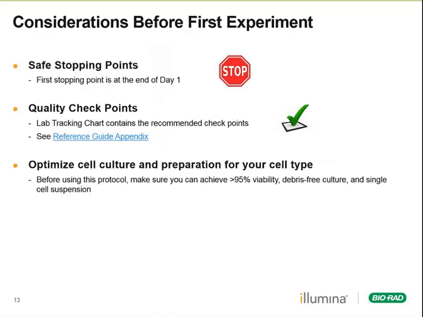Like I said, this protocol could potentially work with many different mammalian cell types. We've provided an example protocol for a common cell line in the reference guide. However, before considering this workflow, you want to make sure to optimize your cell culture and passaging conditions for your cell type and source. In particular, we're going to need to achieve above 95% viability, debris-free culture, and be able to have a good single-cell suspension.